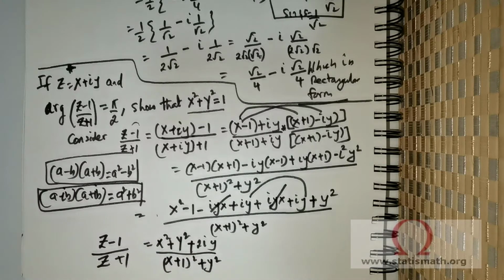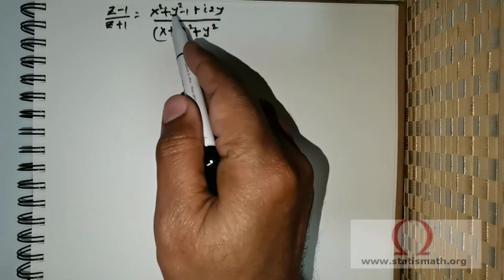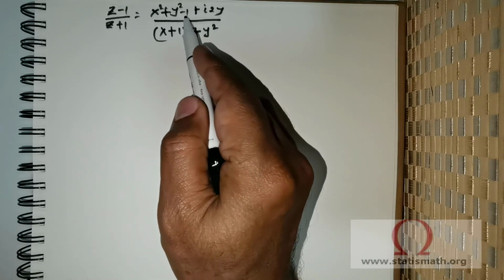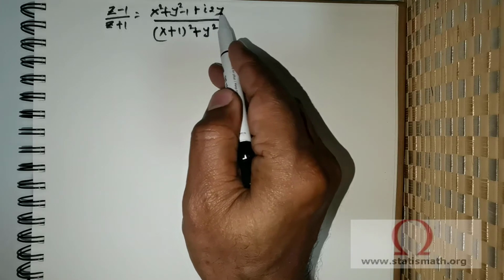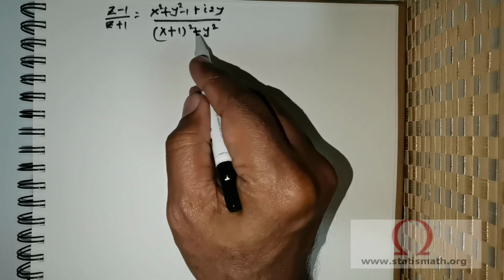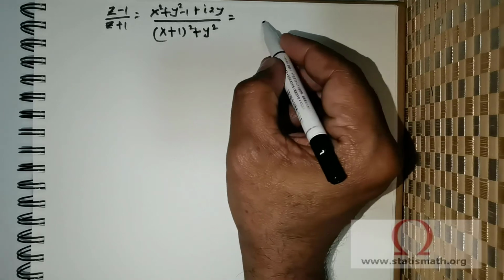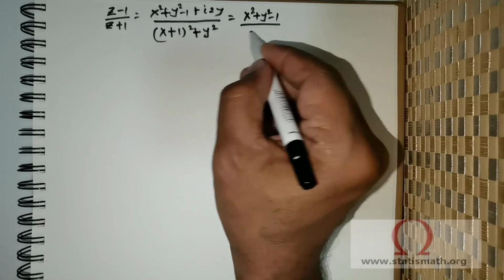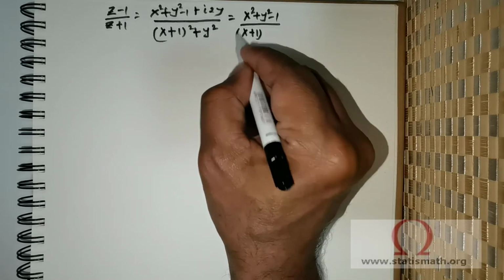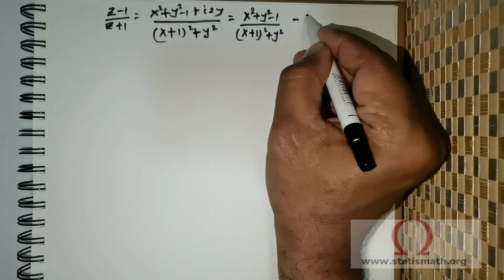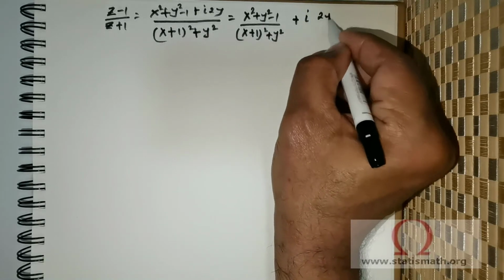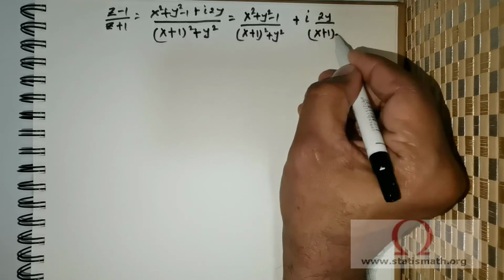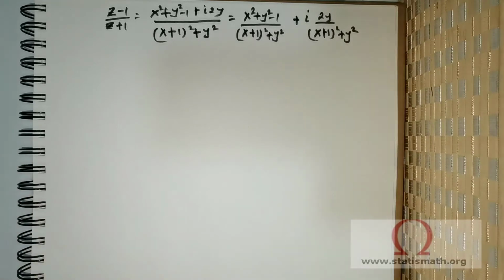So the problem is not yet complete, so let's go to the next page. We got (z − 1)/(z + 1) to be (x² + y² − 1 + i·2y)/((x + 1)² + y²). Now I'm going to write this as real part and imaginary part. So that's going to be (x² + y² − 1)/((x + 1)² + y²) followed by i·2y/((x + 1)² + y²). So this is my real part followed by the imaginary part.